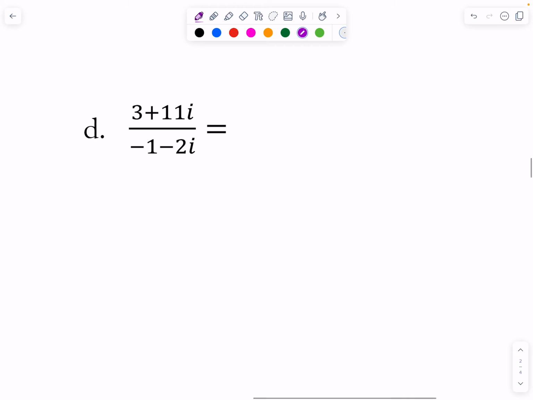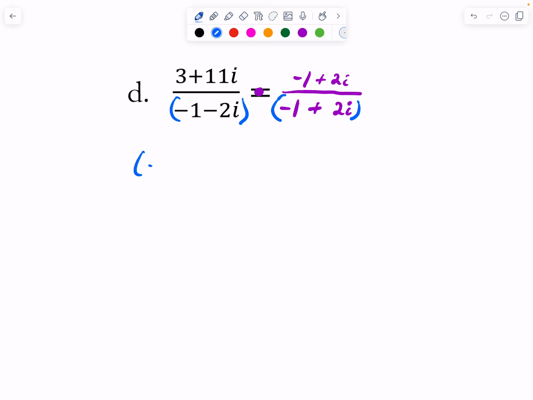All right, so multiplying by the complex conjugate of that denominator. Remember, you write down the negative 1, you write down the 2i, but change that middle sign to be the opposite. So again, nothing changes except for the sign in between the two terms. So do that same thing to the top. So negative 1 minus 2i times negative 1 plus 2i. That's going to go ahead and rationalize this denominator.